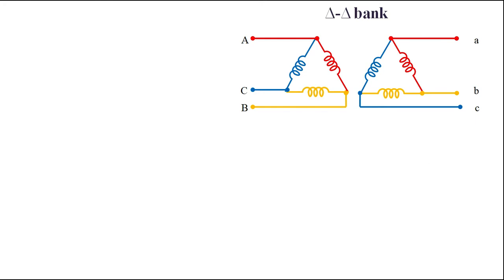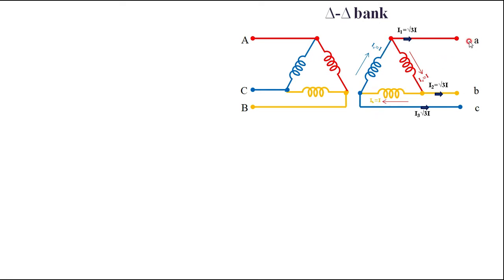Now we will compare the delta connection with the open delta connection. Start with the delta connection, with both the primary and secondary. The current in each phase is IA, IB and IC, and each phase current I take as I. Then the line current in the case of delta is root 3 times the phase current, where the line currents in phases A, B and C are I1, I2 and I3, root 3 times the phase current I.